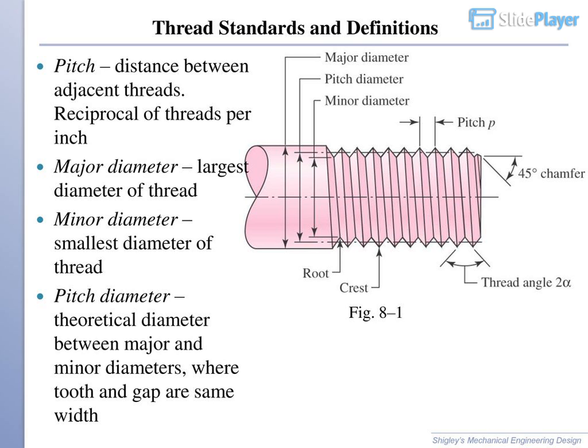Thread standards and definitions. Pitch: the distance between adjacent threads, the reciprocal of threads per inch. Major diameter: the largest diameter of the thread. Minor diameter: the smallest diameter of the thread. Pitch diameter: the theoretical diameter between the major and minor diameters, where the tooth and gap are the same width. Figure 8.1.